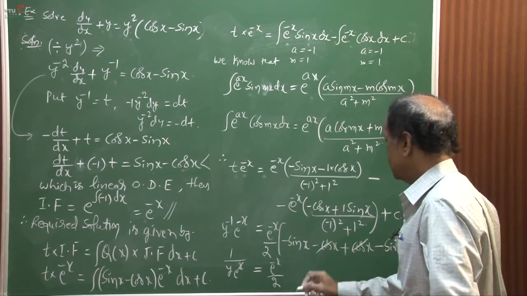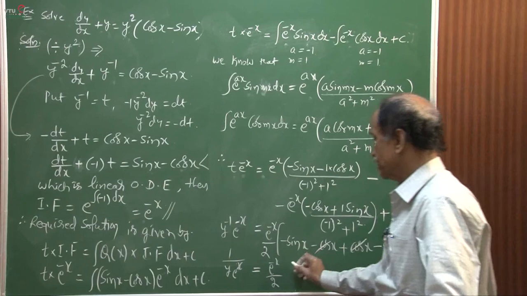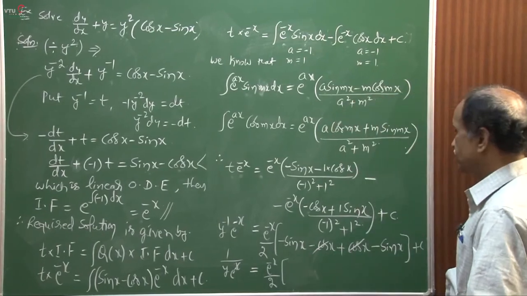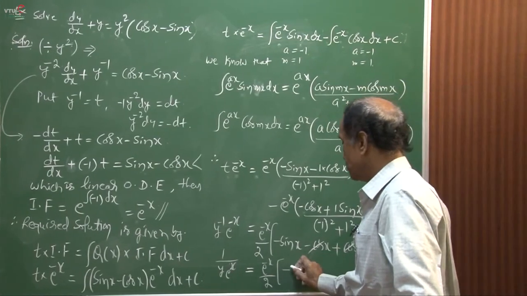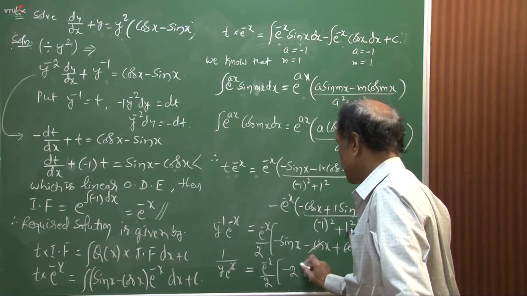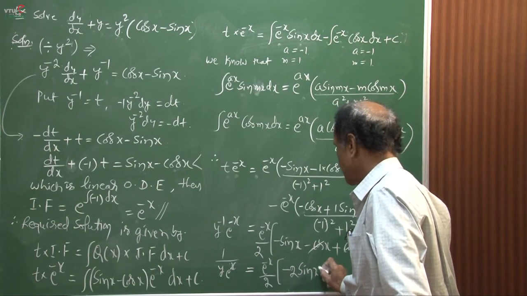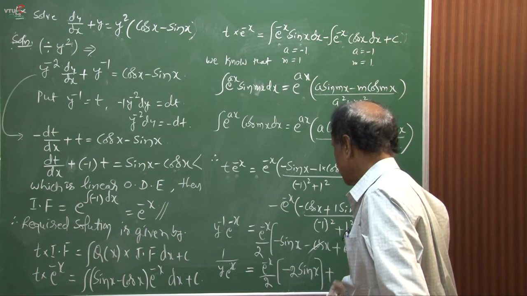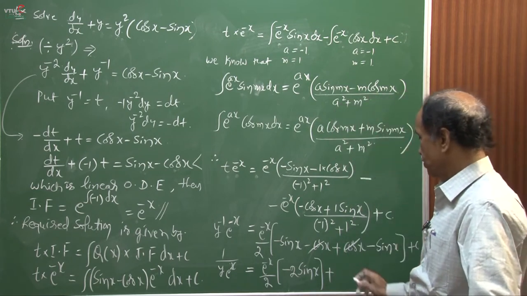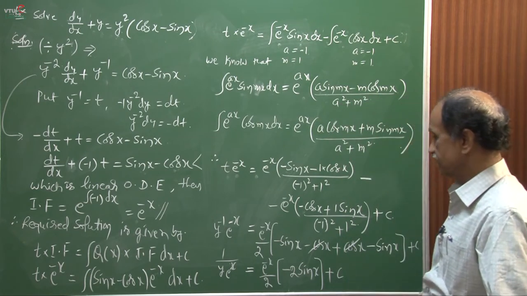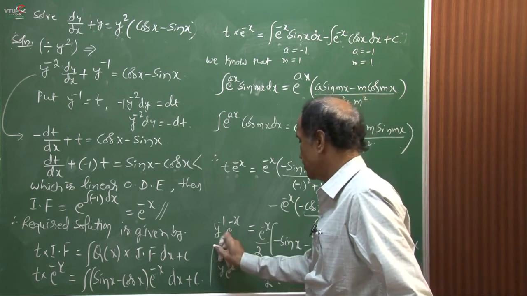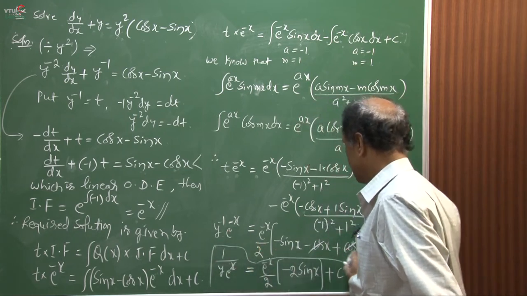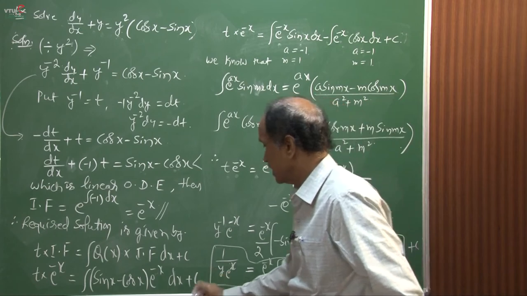This is cos x and minus cos x, you can cancel. Then there are two sine functions with minus sign. It is minus of 2 times sin x, multiplied with that exponential outside, plus constant. So this is your expected answer and the final format of the answer.